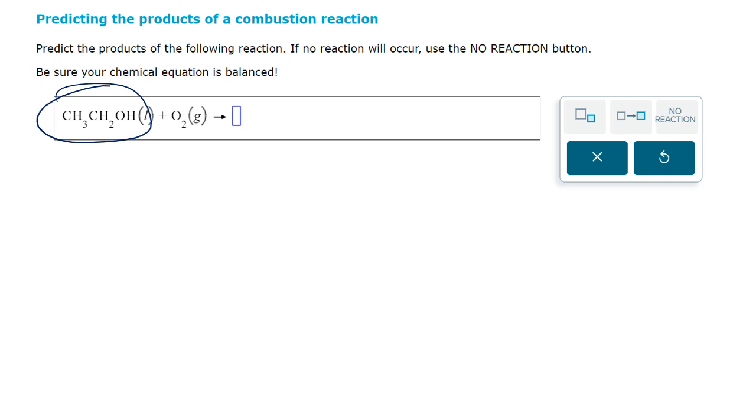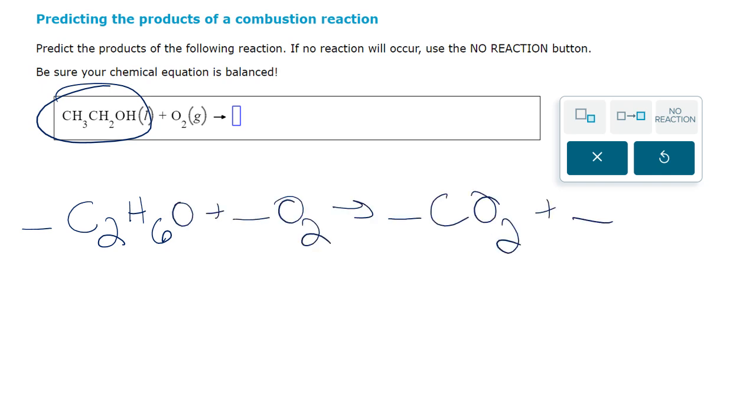Now, one more step with the difficulty of these, and that is where there's now an OH in the carbon-based compound. But it's the same thing. We got C2H6O plus O2 forms CO2 and H2O, where we're probably going to have to use a fraction. If not, we might not.